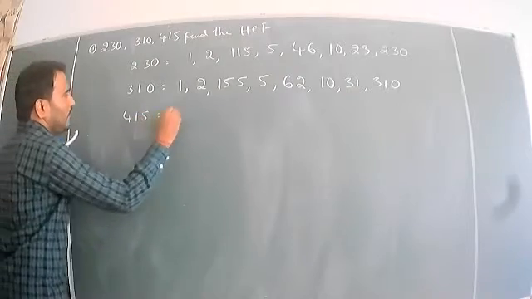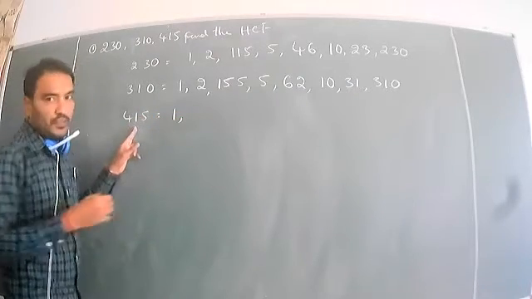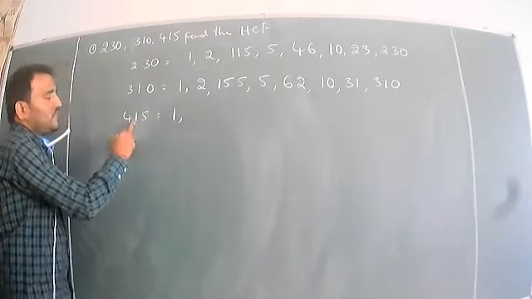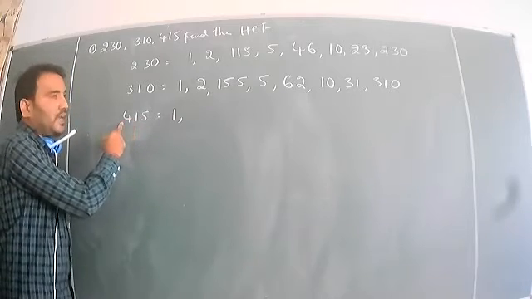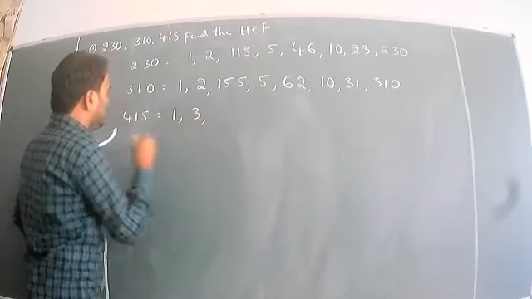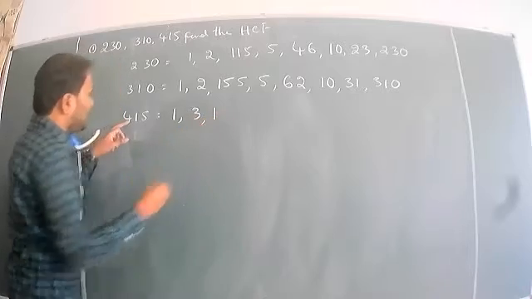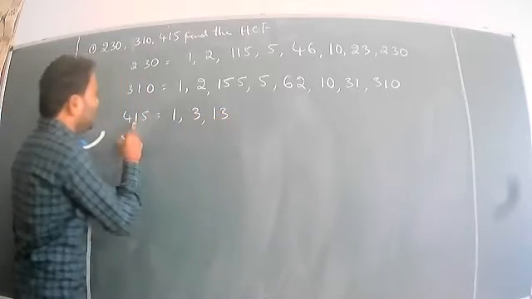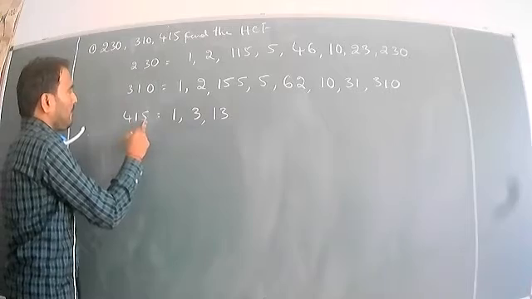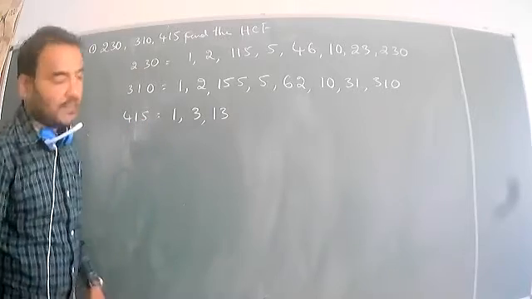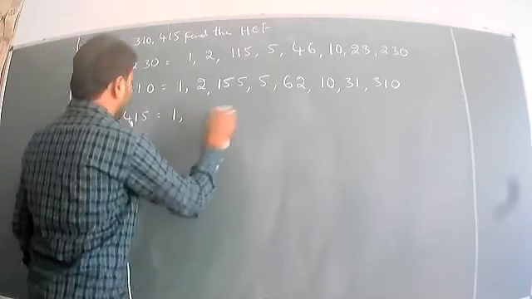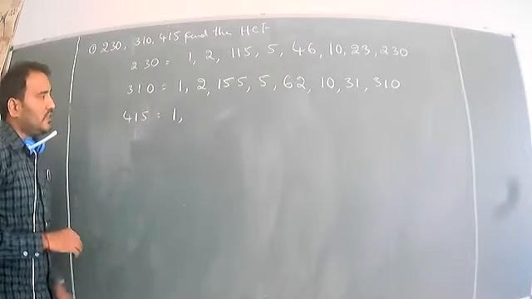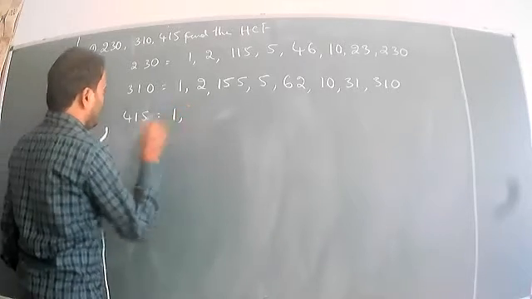415. Next 1 can divide it. 2 is an odd number, so 2 cannot divide it. 3: 4 plus 1 is 5, 5 plus 5 is 10. It is not divided by 3. 4 cannot divide it.